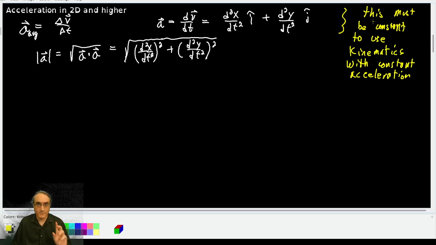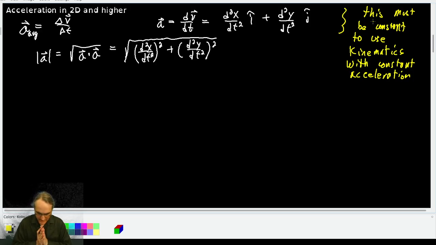I bring that up because we're going to talk about kinematics constant acceleration in 2 dimensions next, and then we'll talk about kinematics when we don't have constant acceleration right after that. Then we'll get into projectiles and problem-solving methodology and other topics of the chapter.